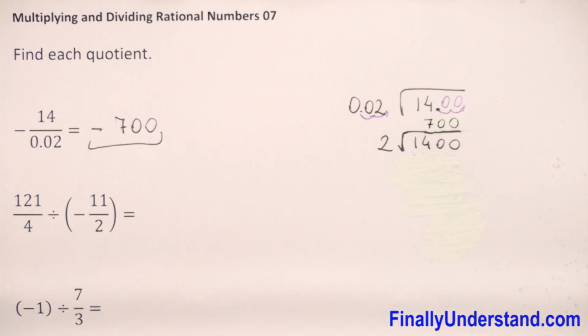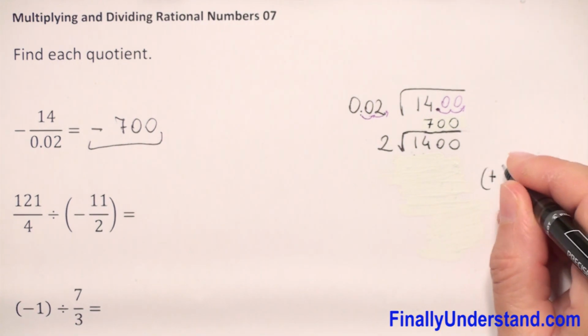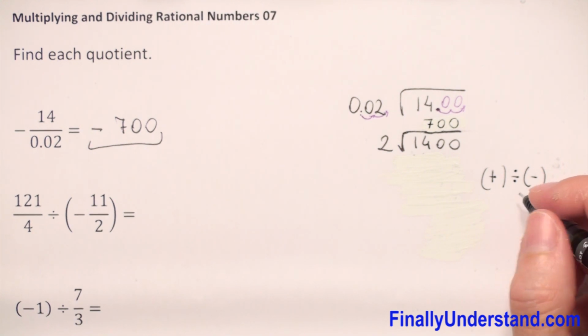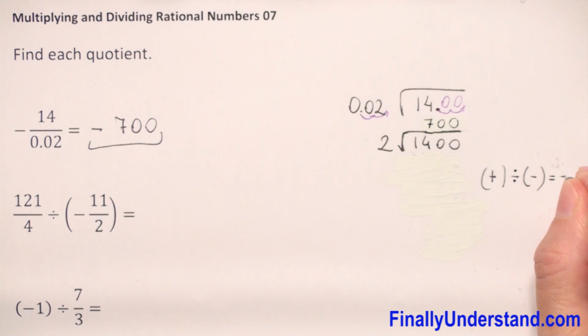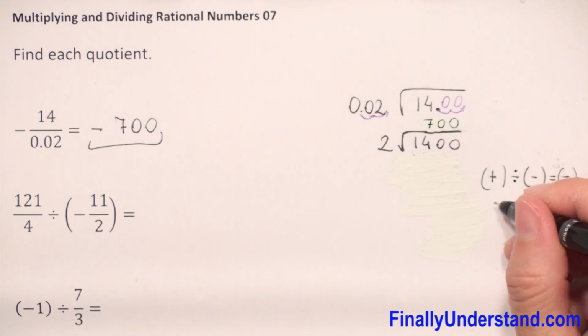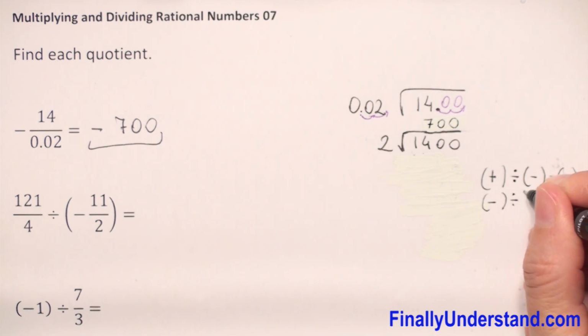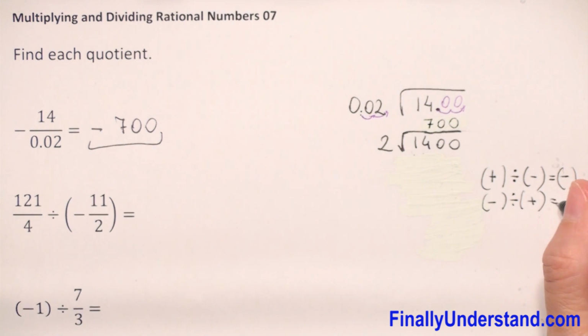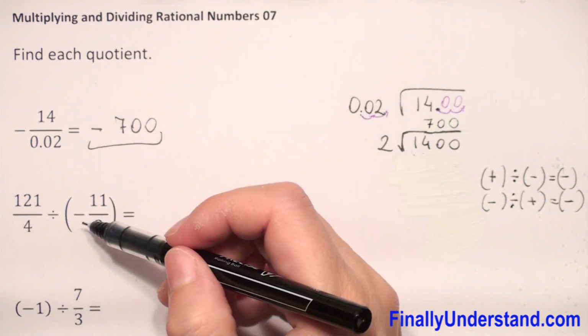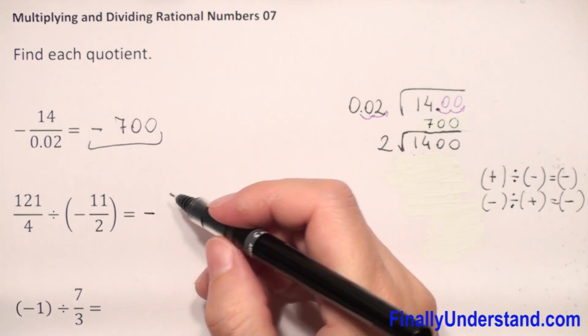So we have positive divided by negative. Positive divided by negative always gives me negative. Or when we divide negative by positive, the same rule as for multiplication. The answer is negative. When one number is negative and the rest positive, the answer will be negative. It doesn't matter if we have multiplication or division. So in this example we have positive divided by negative, so the answer will be negative.